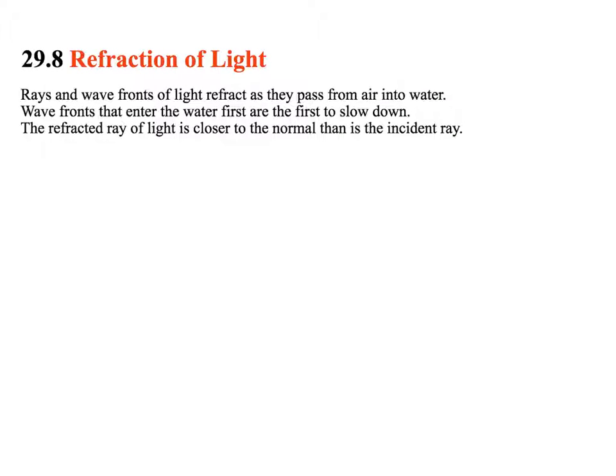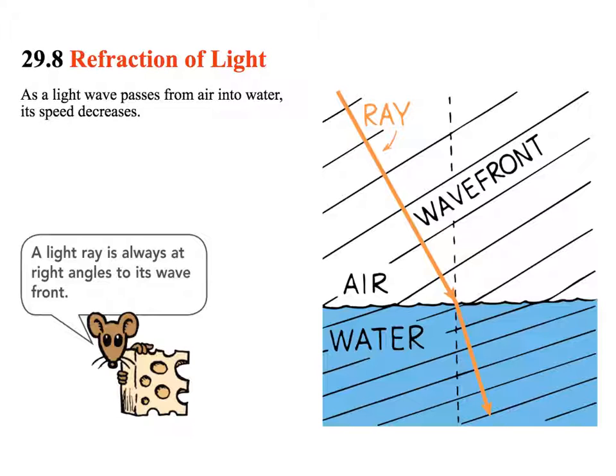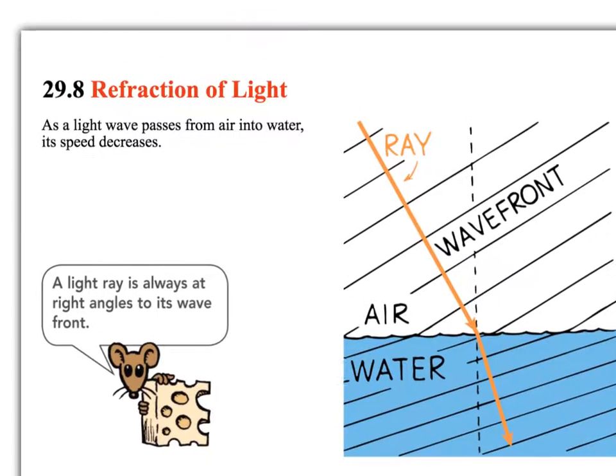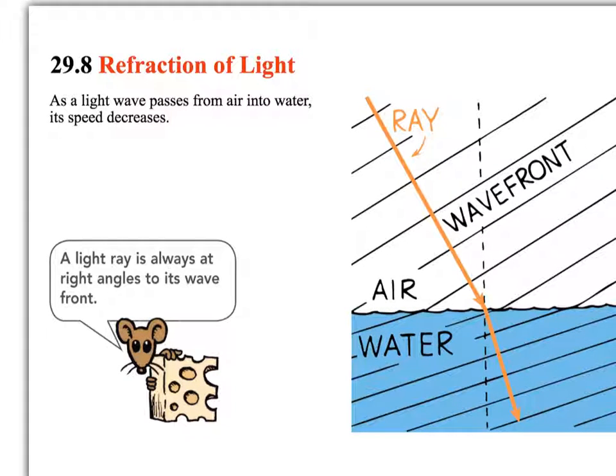Rays and wave fronts of light refract as they pass from air into water. Wave fronts that enter the water first are the first to slow down. The refracted ray of light is closer to the normal than the incident ray. As a light wave passes from air into water, its speed decreases. So as this ray comes in, once it hits the water, it slows down, bending towards the normal. So as it slows down, it goes towards the normal.